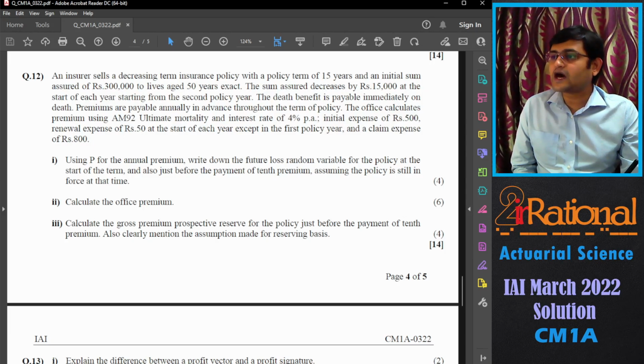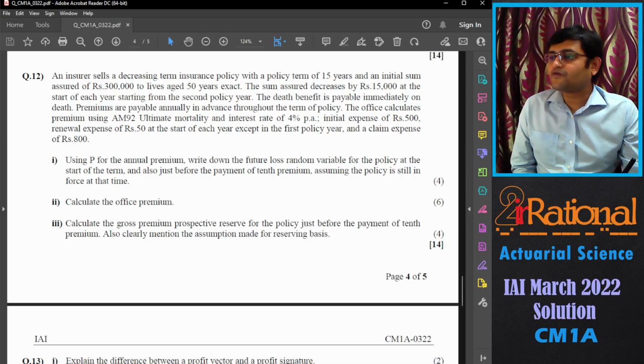The premiums are payable annually in advance throughout the term of the policy. The office calculates premiums using AM92 ultimate mortality and interest rate of 4% per annum. The initial expense of 500, renewal expense of rupees 50 at the start of each year except the first policy year, and a claim expense of rupees 800.